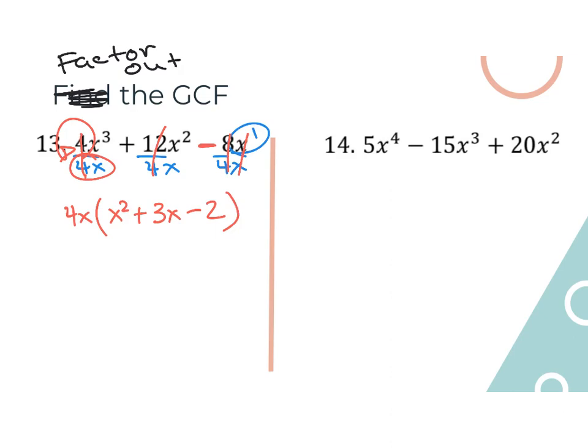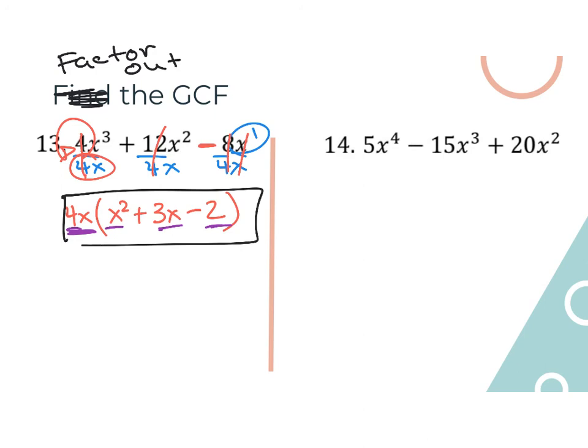When I look at my leftovers, I have a 1, a 3, and a 2. Those don't have any numbers in common. I have an x squared, an x, but no x there, so those don't have any in common. So that is my factored form. And don't forget, by the way, to write your GCF out front of those parentheses. Your GCF is still part of the expression. It's just out front now instead of factored into the expression.